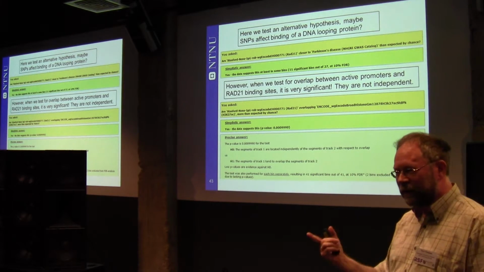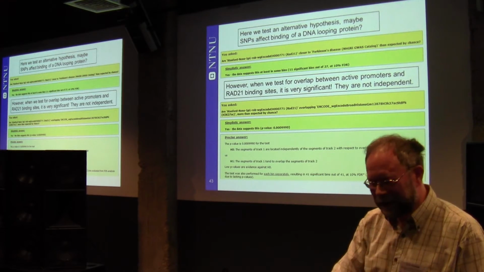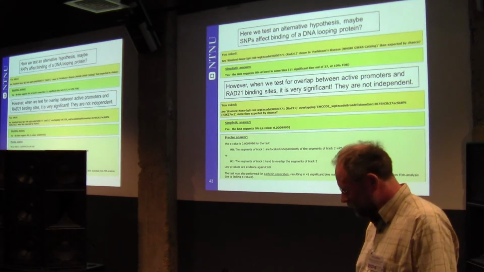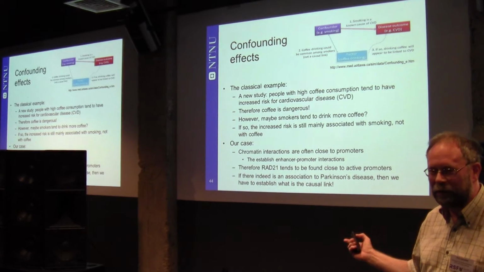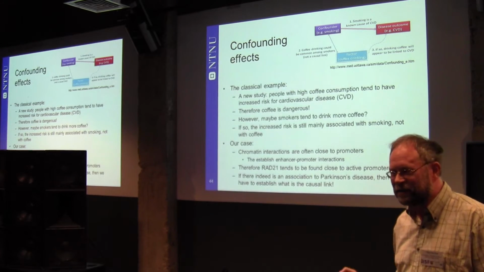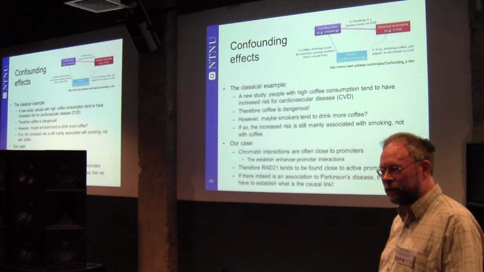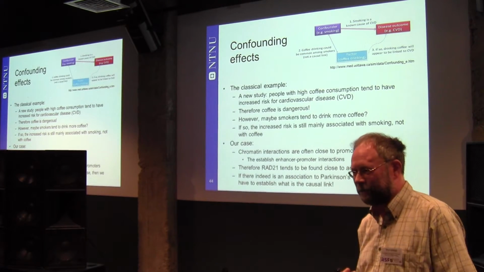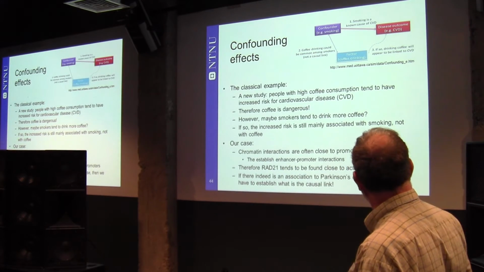So the important thing to realize here is that we actually have been testing two times for the same thing, although we believe that we're testing for different things. And this is what we should be very careful about when you do this type of testing, known as confounding effects. The classical example of that is that somebody published that if you're drinking a lot of coffee, then you are likely to get cardiovascular disease, or some other types of link.